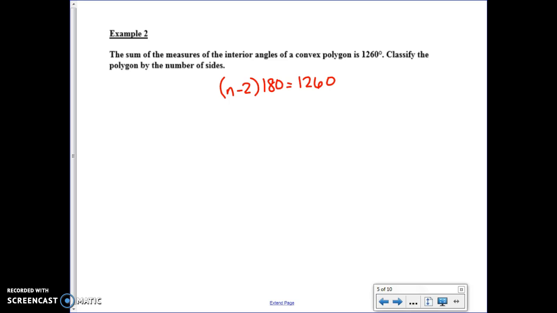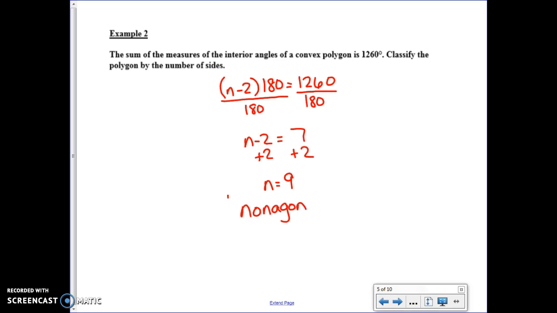So in this case, you could distribute that 180, but I would tend to divide both sides by 180. And then I'm left with just n minus 2 over here, which I think is nicer that way. And we get 7 on this side. We add 2 to both sides. N equals 9. But it says classify the polygon. So I don't want to know that it's a 9-sided polygon. I want you to think back to last semester and tell me that it is a nonagon. That's our 9-sided polygon.